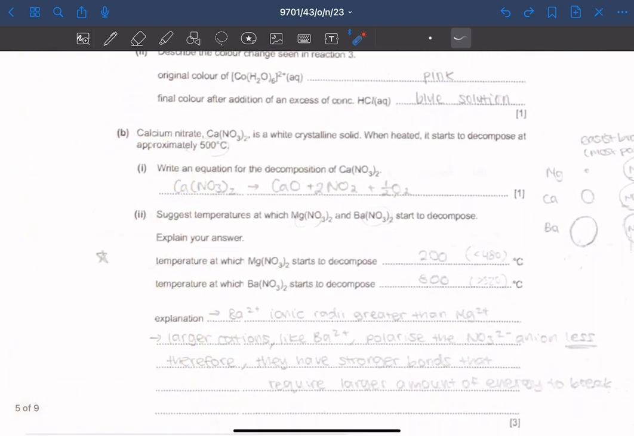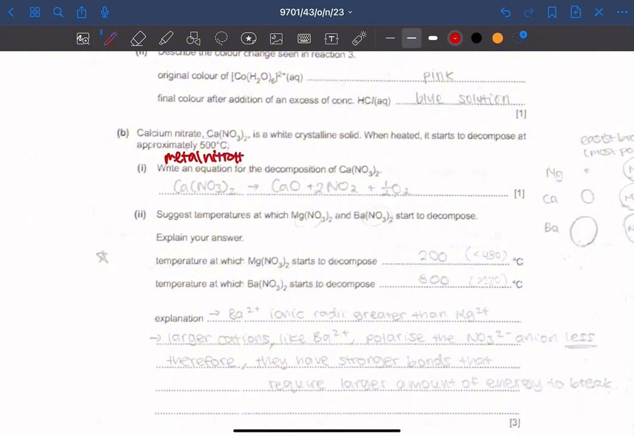Next, B. Calcium nitrate, Ca(NO3)2, is a white crystalline solid. When heated, it starts to decompose at approximately 500 degrees Celsius. Write an equation for the decomposition of Ca(NO3)2. So this is just decomposition of metal nitrate.